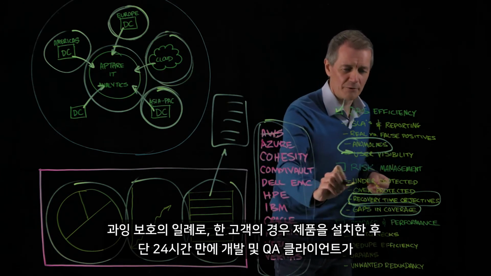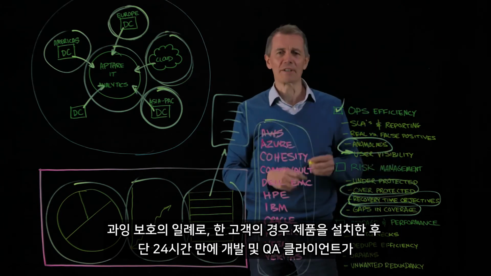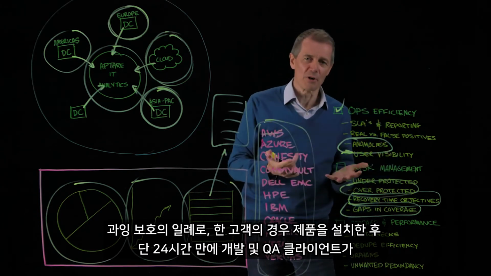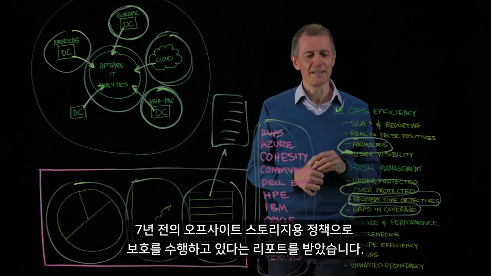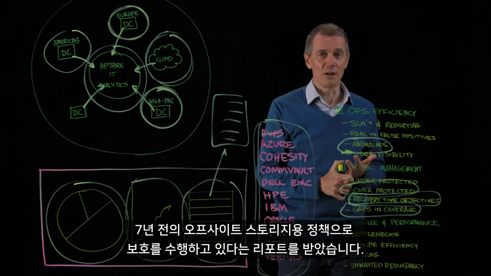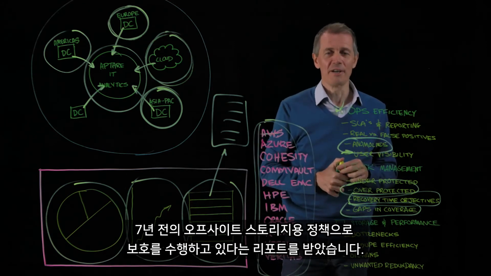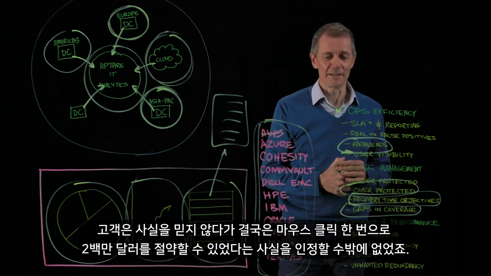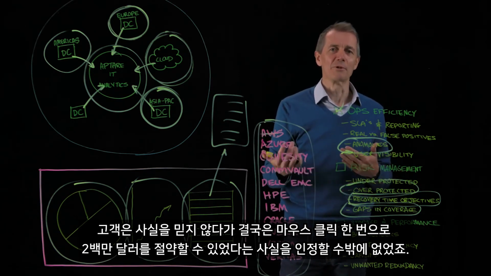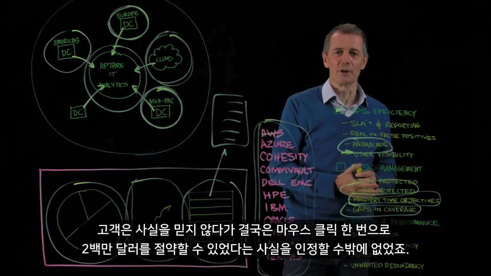An example of overprotection: I remember one customer that comes to mind. We installed the product. Within 24 hours, we showed a report that highlighted their development and QA clients were being protected in a policy with 7 years offsite storage. And they didn't believe it. They looked, they found out it was actually the case. And with a click of a mouse, they were able to free up $2 million worth of storage costs that they should not have been paying for.